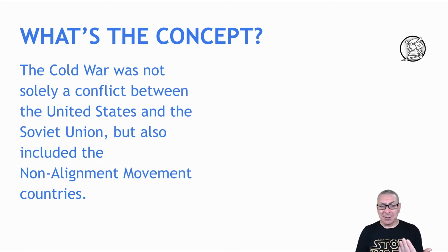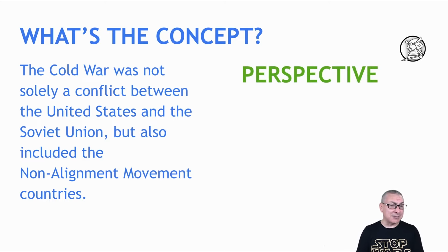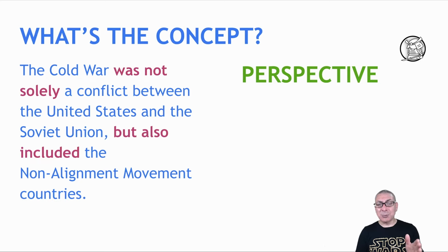What's the concept? The Cold War was not solely a conflict between the United States and the Soviet Union, but also included the non-alignment movement countries. This is perspective. And where it says was not solely, but also included, I'm trying to say that there were other perspectives here. There were other people involved in this.